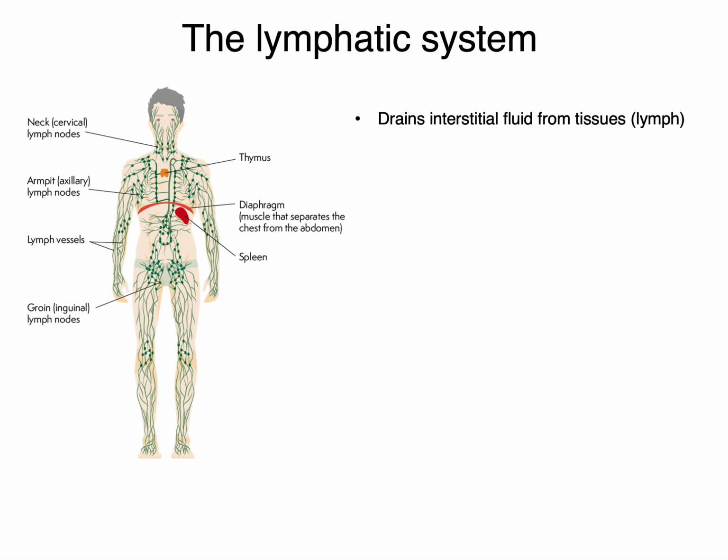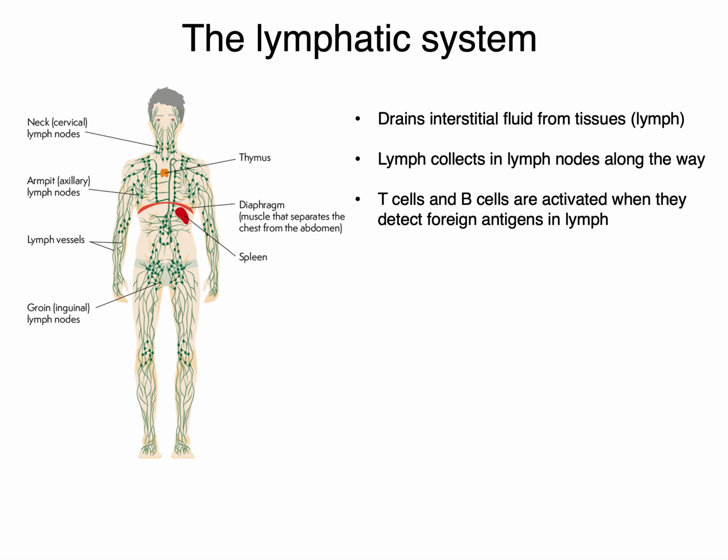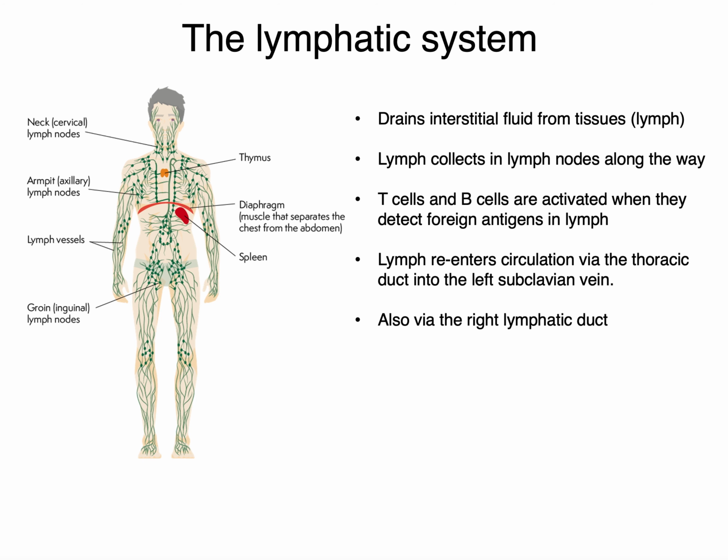The lymphatic system drains interstitial fluid from tissues. Once it gets into the lymphatic system, we call it lymph. Lymph collects in lymph nodes along the way, and if there are foreign antigens in the lymph, those foreign antigens can activate T and B cells. And then the lymph eventually re-enters circulation via the thoracic duct into the left subclavian vein, or also via the right lymphatic duct. And so the progression goes from plasma to interstitial fluid to lymph back to plasma.